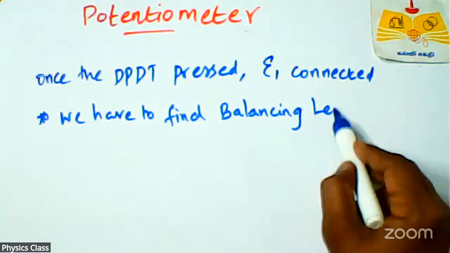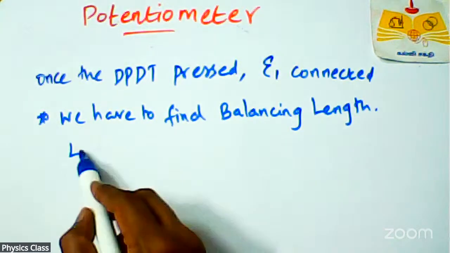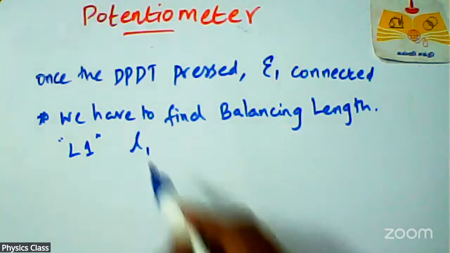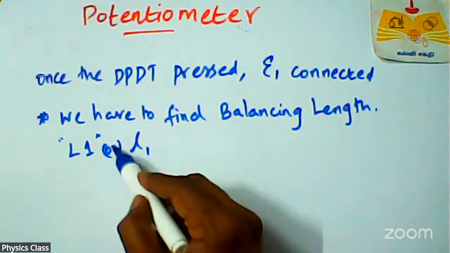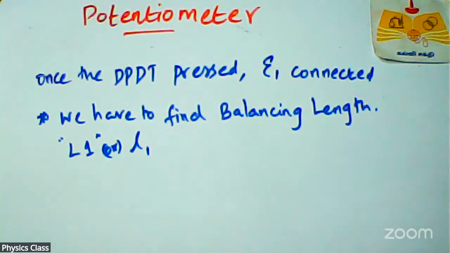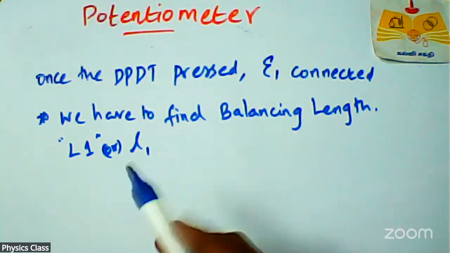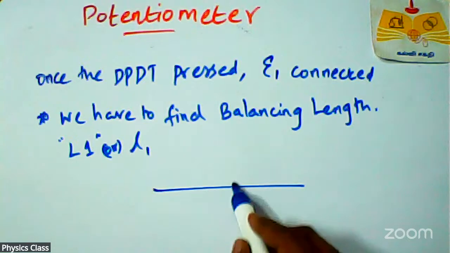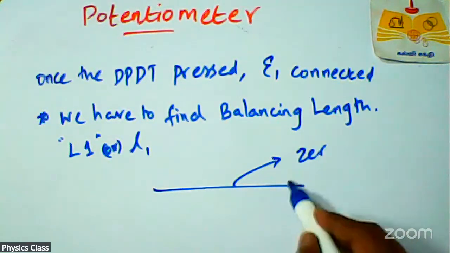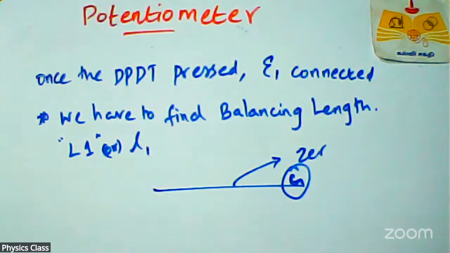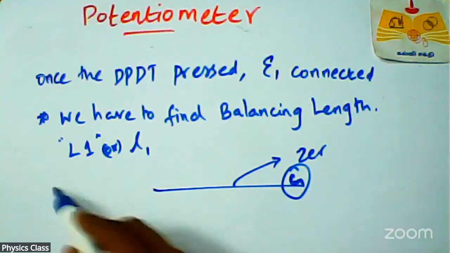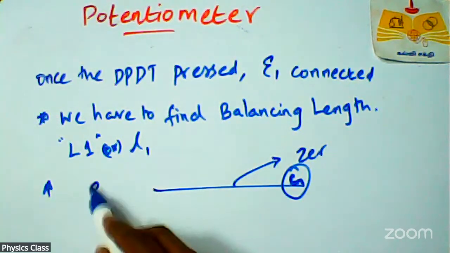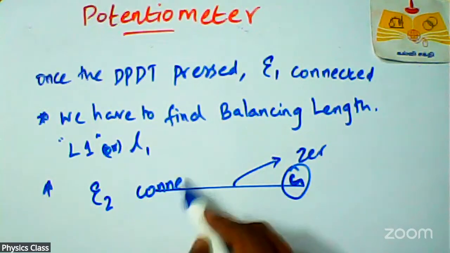That length, which is denoted as L1, any format is okay, is found by adjusting the jockey over the wire to get zero deflection in the galvanometer. Then the next step: once the DPT switch is pressed, now E2 is connected for the second time.